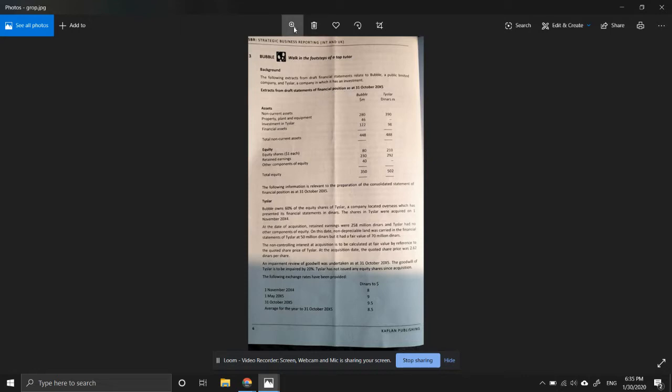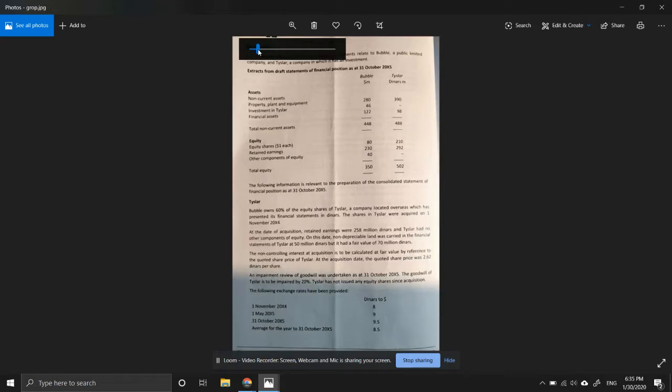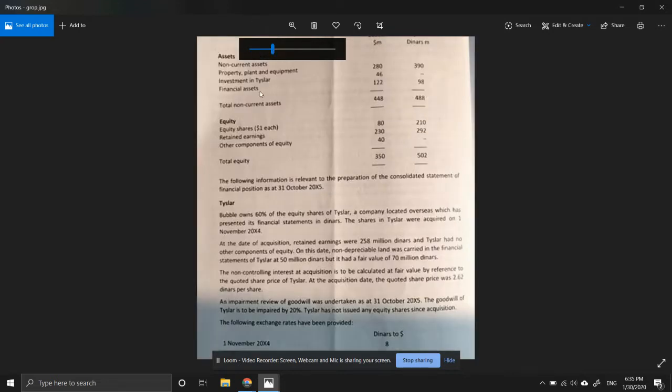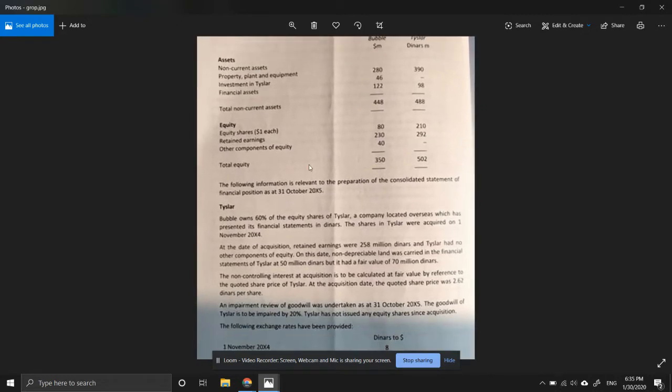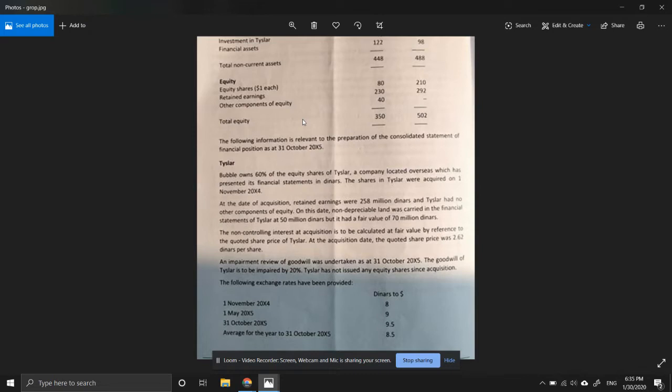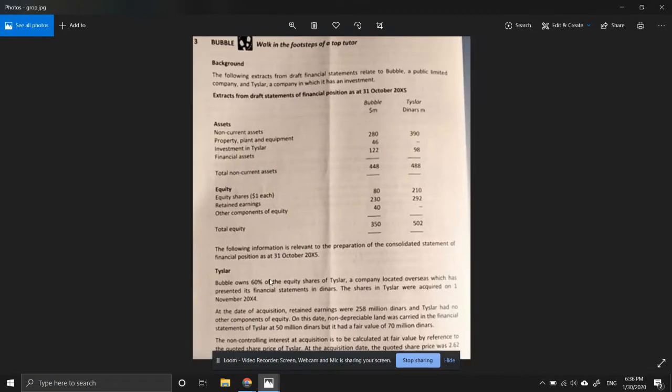So we've been given non-current assets: PPE, the investment in Teisler, and financial assets. Total current assets, equity, retained earnings, and other components of equity are also given. The following information is relevant to the preparation of the consolidated statement of financial position as at 31st October, which is our year ending.